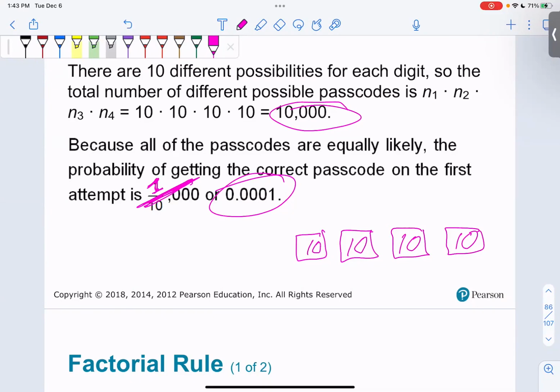So now if I give you my phone, at maximum you will need 10,000 tries to get the right answer, right? If you are lucky, then the code is near the beginning, right?